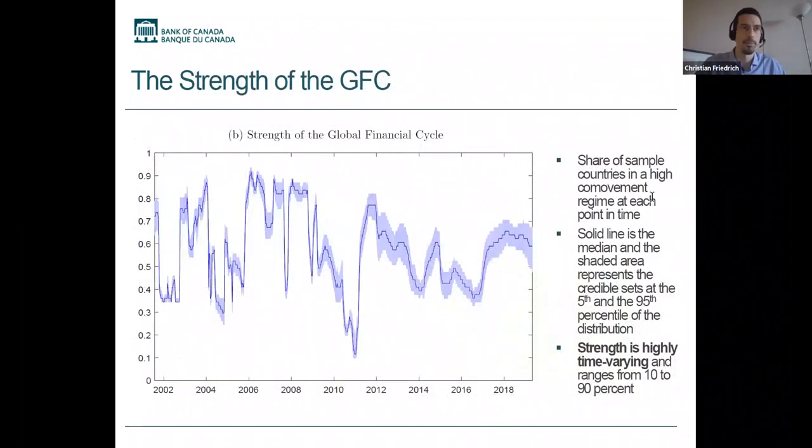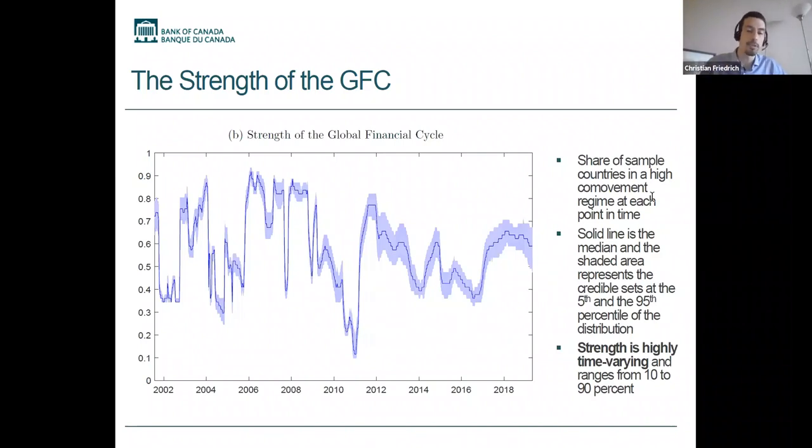So now comes the core output of our paper. It's the strength measure of the global financial cycle. This is basically the loadings, the share of sample countries in a high co-movement regime at each point in time. And the solid line here is the median, and the shaded areas around are credible sets at the fifth and 90th percentile of the distribution.